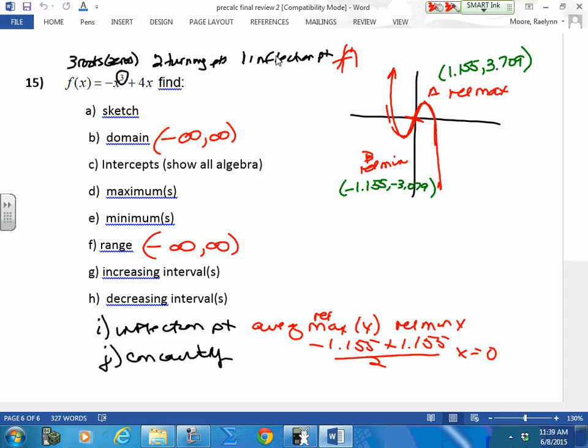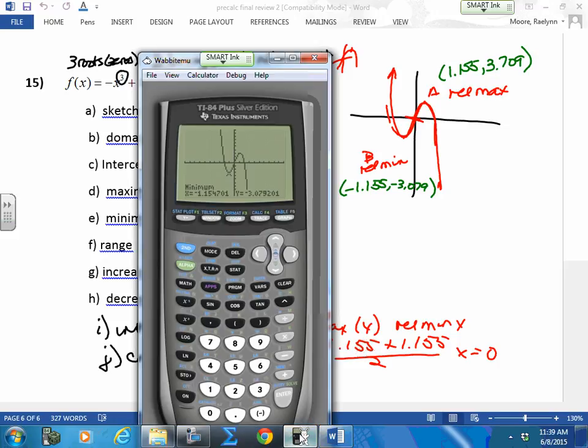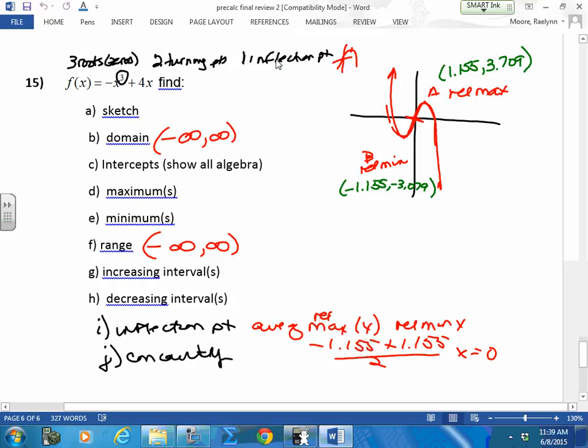Now, it won't always be 0. Once you find it, go back to your table, second calc, and do a value, put in your x value, and find your y value. Even if you can clearly see that this has symmetry, do it anyway. So your point is 0, 0.